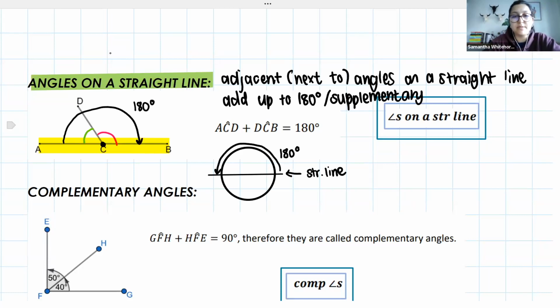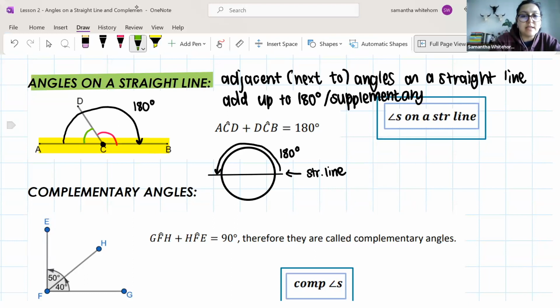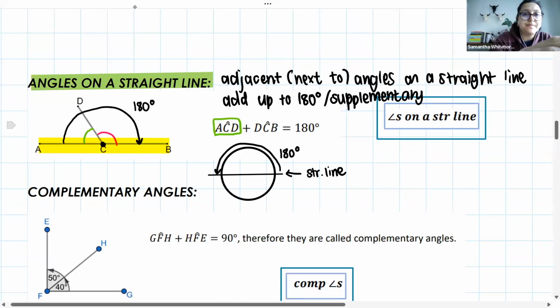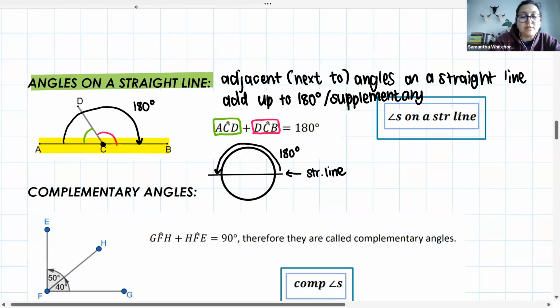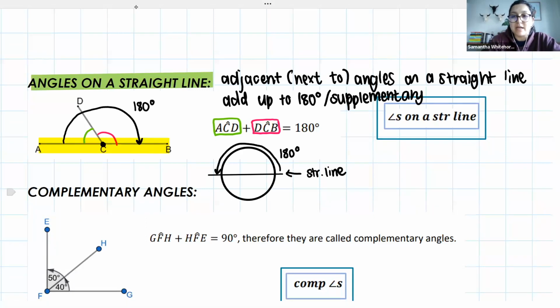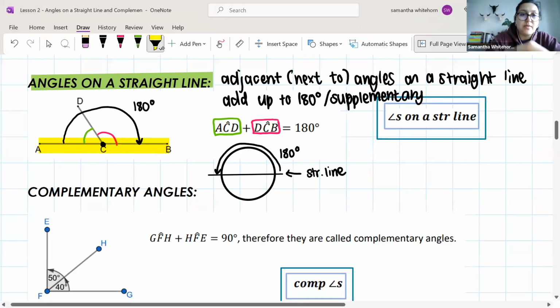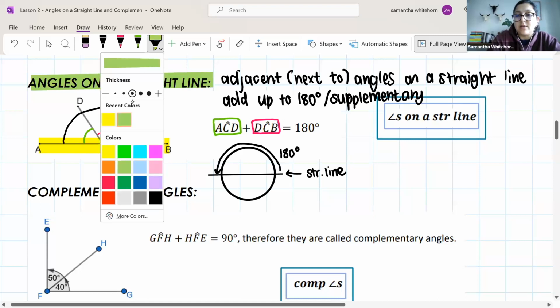180 degrees. And this is why we have the statement on the side here that angle ACD, the one I drew in green, plus the angle DCB or BCD, doesn't matter, the one I drew in pink, they must add up to 180 degrees. Now again, in geometry, whenever we make a statement, we have to give a reason, and I've told you this already.